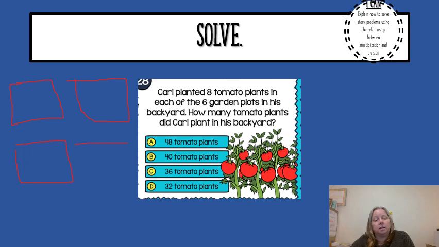And Miss Crowley is not super strong at math, so she does this to keep her thinking clear anyway. And this is a perfectly acceptable way to show your thinking. All right, I made 6 plots. I'm going to put 8 plants in each plot. So I'm just going to put 1, 2, 3, 4, 5, 6, 7, 8.